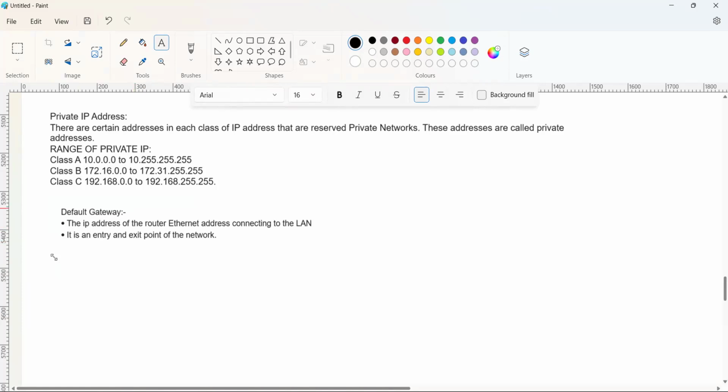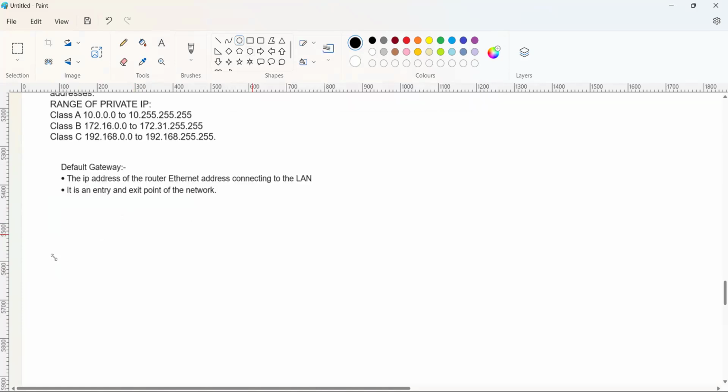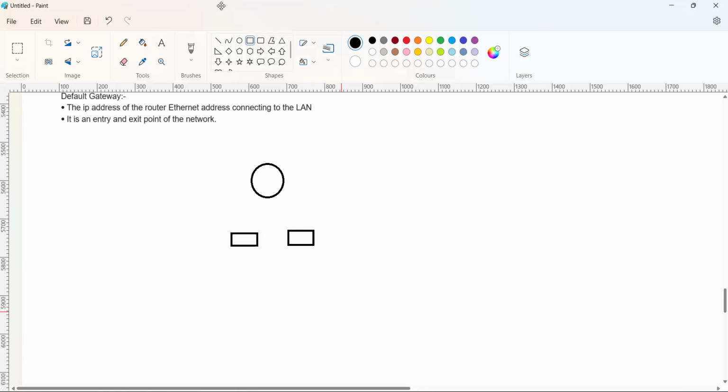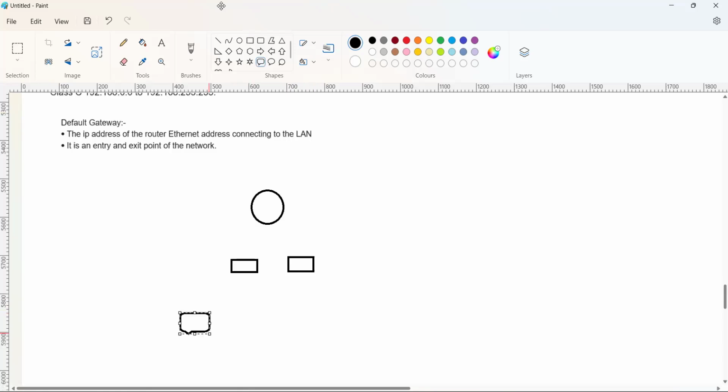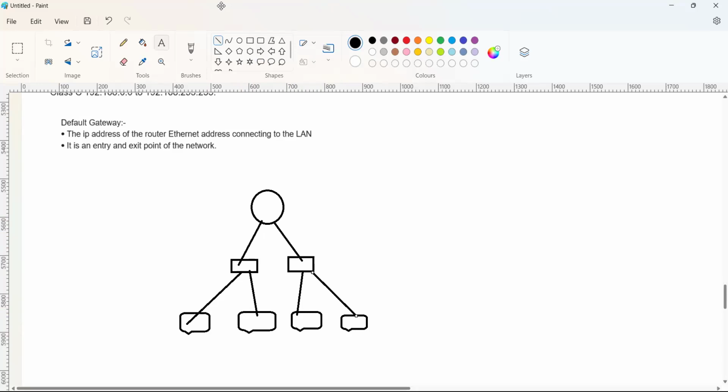Now assume here you have one router. This router is connected to two switches. These are the distribution switches, and these distribution switches are connected to multiple users, likewise. This is all about one LAN, and this is a different LAN, you can assume. And you give a different IP address to each.